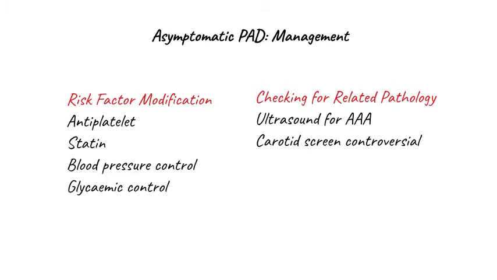The second element is checking for related pathology. Obviously, smokers are at increased risk of PAD. Smokers are also at increased risk for abdominal aortic aneurysms, so it's unsurprising that there is a relationship between the presence of PAD and the presence of AAAs. So I send all of my PAD patients off for an ultrasound of their abdominal aorta to rule out an aneurysm.